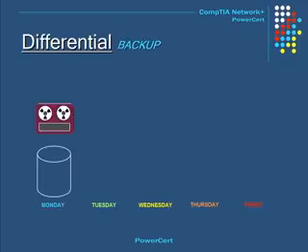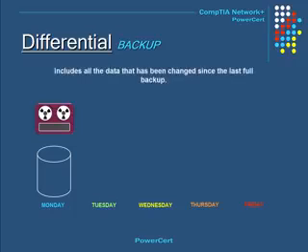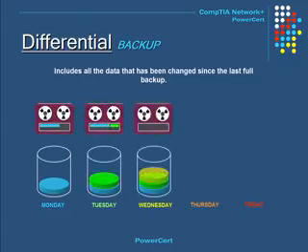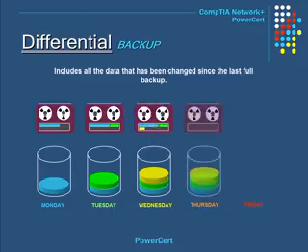In a differential backup, the data that is backed up is the data that has been changed since the last full backup. So going back to our example, a company does a full backup on the weekend and does differential backups on weekdays. As data is being added to the database each weekday, the differential backup will back up the data that has been changed since the last weekend full backup. So Monday will copy Monday's data, Tuesday will copy Monday's and Tuesday's data, Wednesday will copy Monday, Tuesday, and Wednesday's data, and so on.